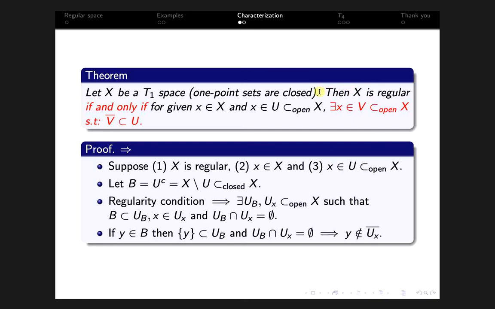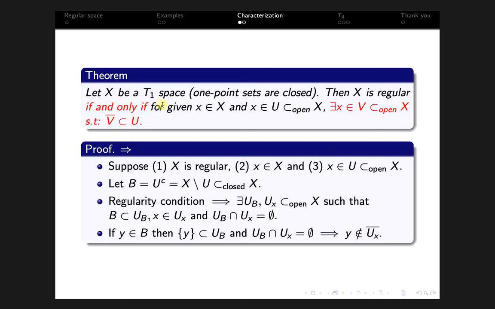So let us understand the statement of the theorem. Basically the statement says that, already we have considered X is a T1 space, then X is regular if and only if for every point x and open neighborhood U of x, there exists another open neighborhood of x, denoted by V, such that the closure of V is contained in U. Okay, let us prove this theorem.